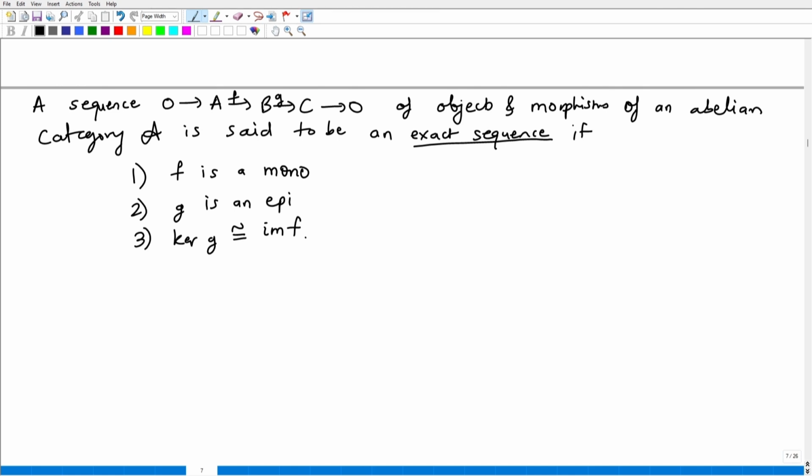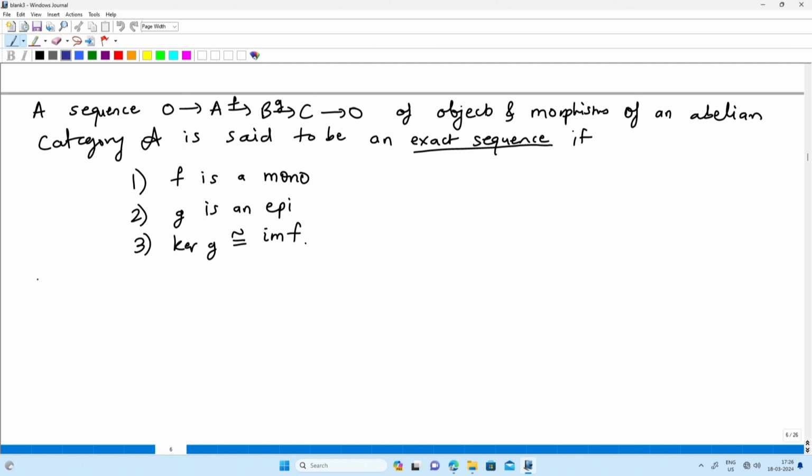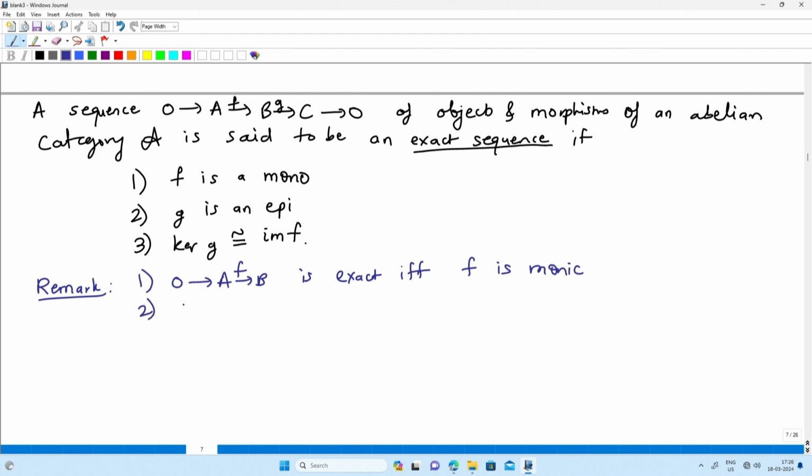Right. So, this is an exact sequence if these three properties hold, or equivalently, it is exact at each point, at A, at B and at C. We can also define exactness locally. Then, some simple remarks. So, 0 to A to B is exact if and only if F is mono. The dual remark would be that B to C to 0 is exact if and only if G is epic. That's what I have written above.